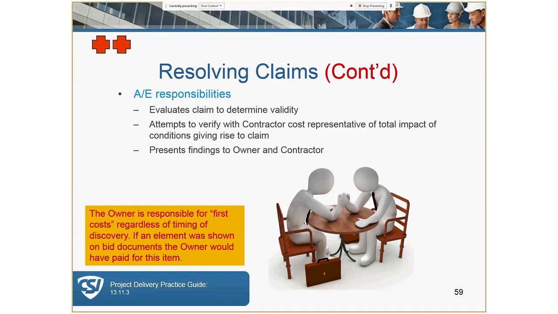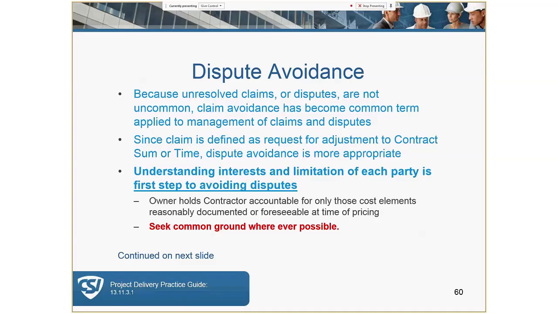So while the first cost may be the owner's responsibility, if there was a delay to the project, then the AE may have incurred some of that cost. That's often referred to as betterment too.